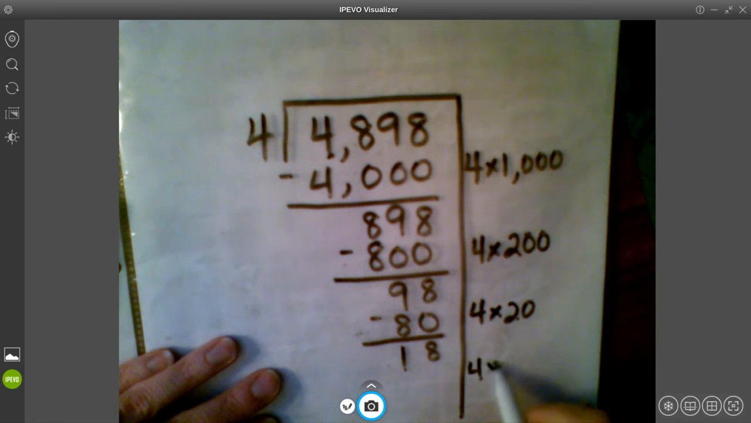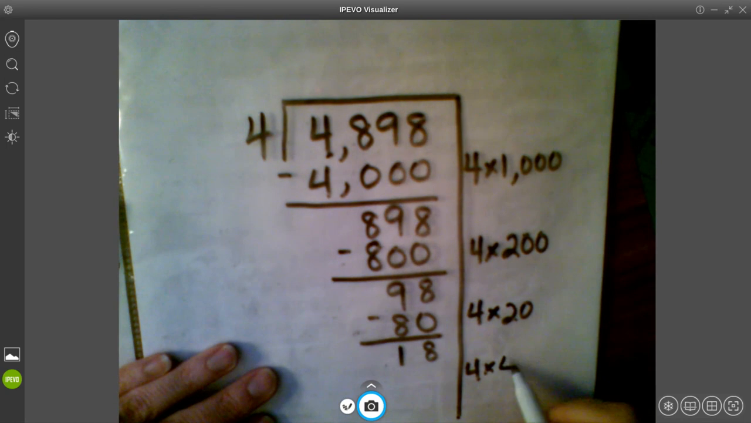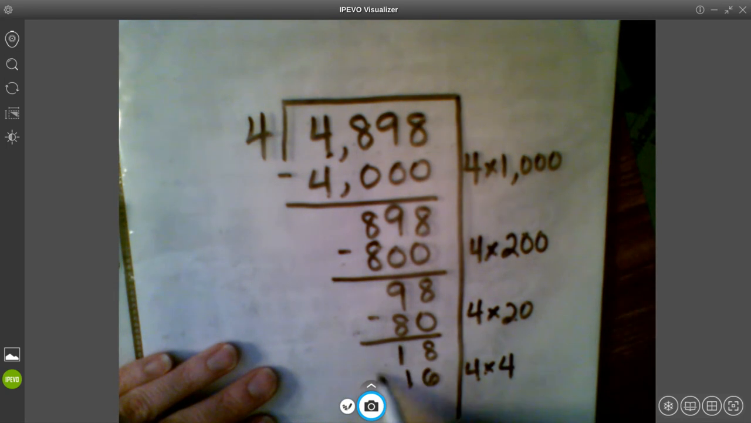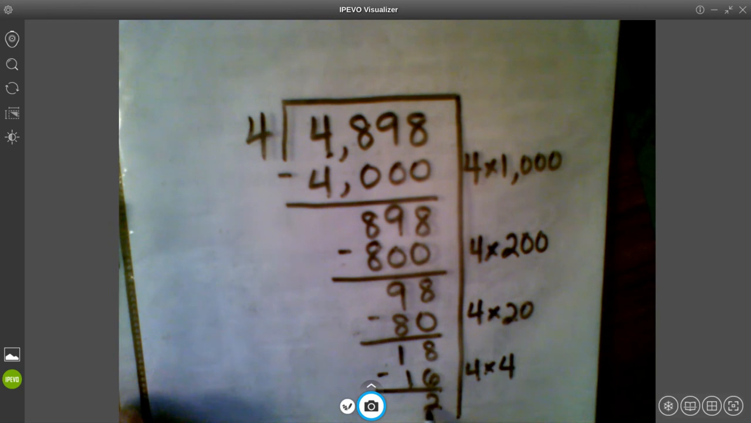Okay, 4 times what gets us close to 18 without going over? 4 times 2 is 8. 4 times 3 is 12. 4 times 4 is 16. 4 times 5 is 20. Too far. So we'll stick with 4 times 4 is 16. We subtract, we have 2 left. I can't do anything else because 4 times 0 is 0 and 4 times 1 is 4. That's too big, so we'll stop. That 2 is less than our divisor 4. That will be our remainder.